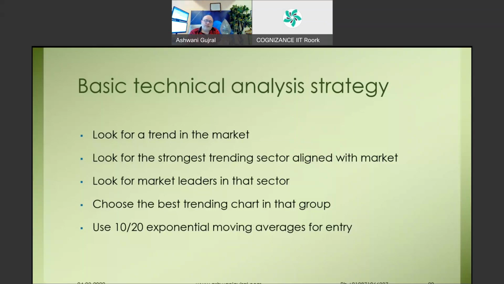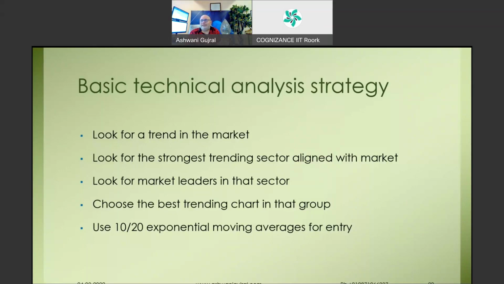Look at the trend of the market. Market, I would mean Nifty or Sensex. Then look for the strongest trending sector aligned with the market trend. If the market trend is up, look for the strongest uptrending sector. If the market trend is down, look for the weakest sector. Then look for market leaders in that strongest or weakest sector.